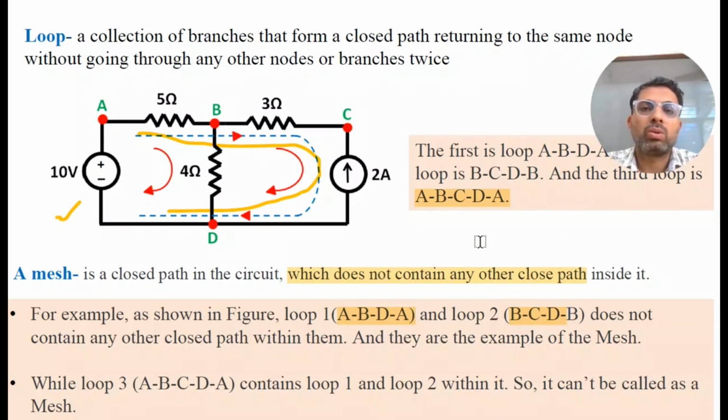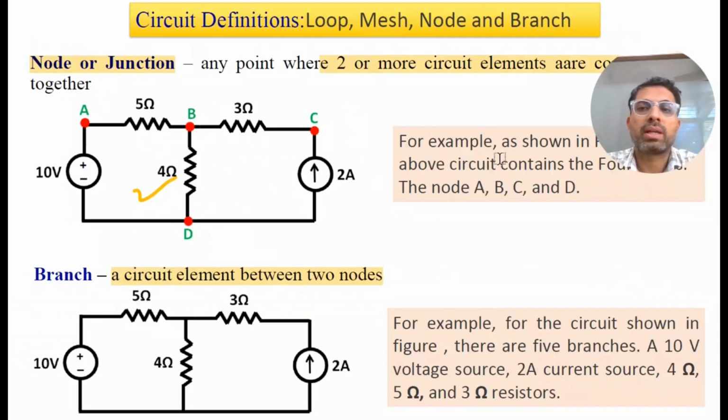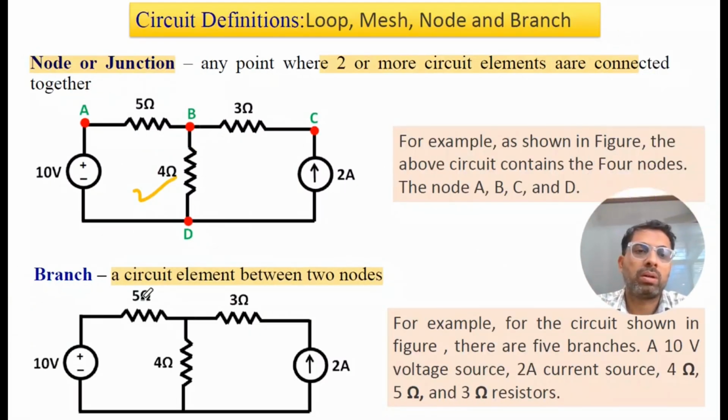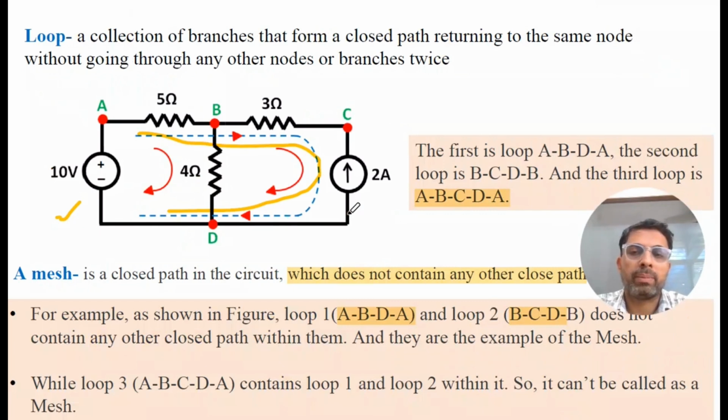Okay, so these four components are very much important: node, branch, loop, and mesh. This question may come like that: 4 marks, define the following terms. The first is loop, branch, mesh, and so on. And you can draw any diagram, it is not necessary to draw the same diagram for explanation. Okay, thank you.